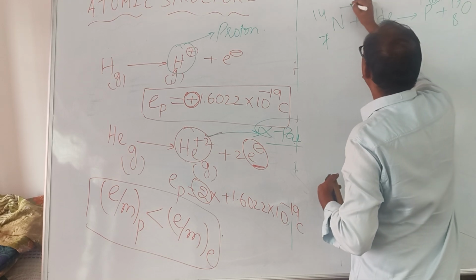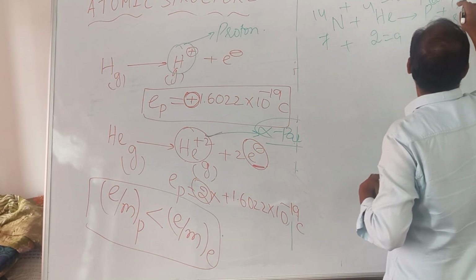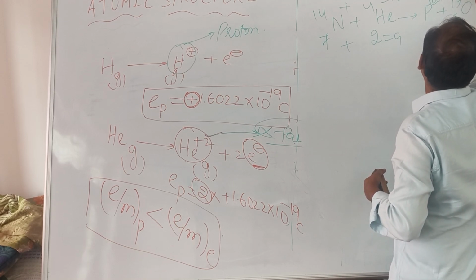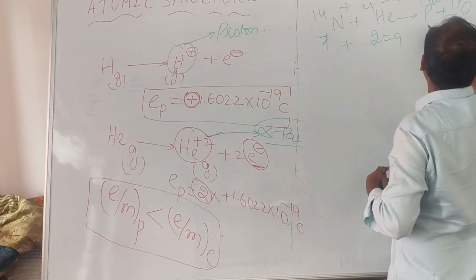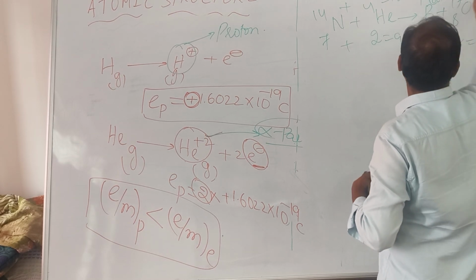O8 17. 14 plus 4 how much? 18. 7 plus 2 how much? 9. 1 plus 17 how much? 18. 1 plus 8 how much? 9. Therefore, 18 and 9 on both sides.